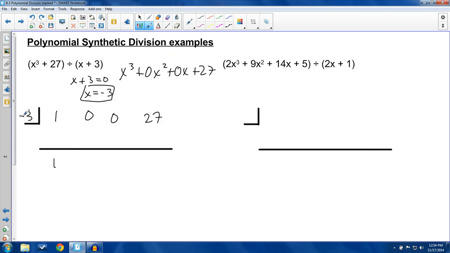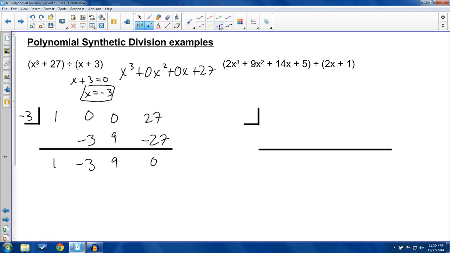Now you're going to take that negative 3 and multiply by 1. And you put it there. Now you're going to add again. And this will become a negative 3. You take that negative 3, multiply it by negative 3, and you're going to get a 9. Add again, you get 9. Negative 3 times 9 is negative 27. And add, and you get 0.